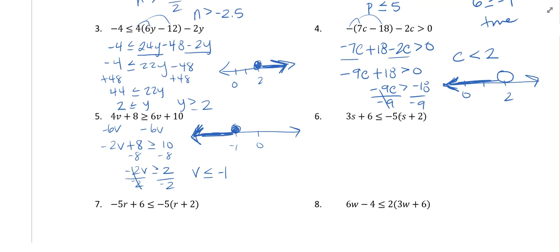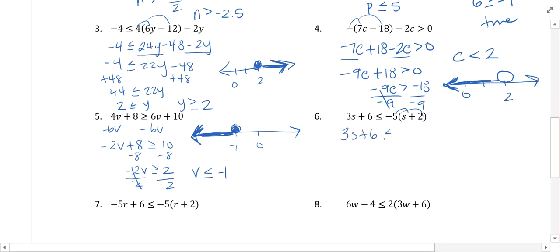Alright, number 6, I got to distribute my negative 5. And then we got to move the variables to one side. So I'm going to add the 5s. We get 8s. And we're going to subtract 6. So subtracting doesn't flip the sign, it stays the same, but I have negative 16, which is nice.